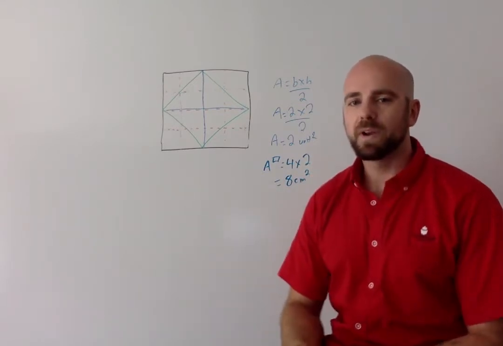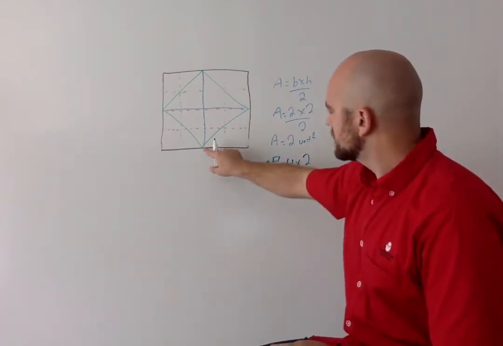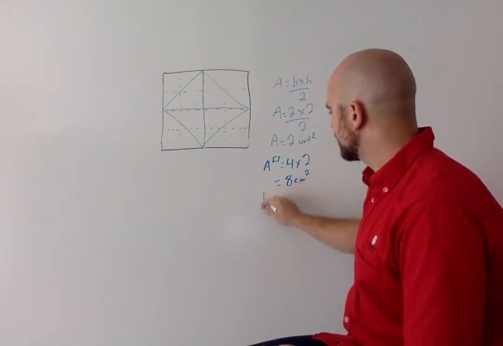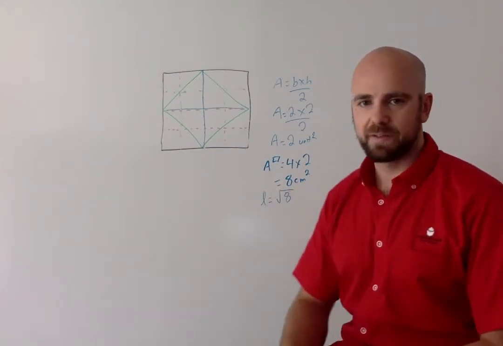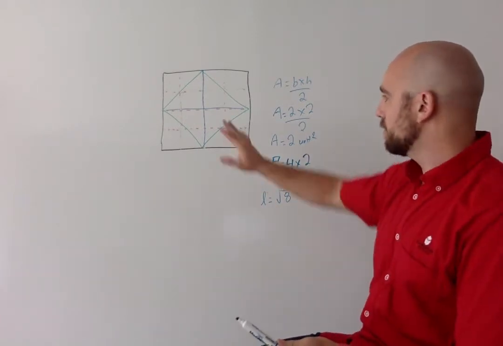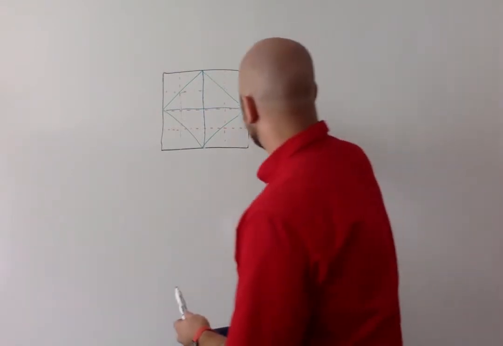Now, what it's asking me is, what's the side length? What's the distance from this line to this line? Well, I'm going to say that my length is equal to the square root of 8. Now, that works out really nice, because it just gives me 4 triangles.